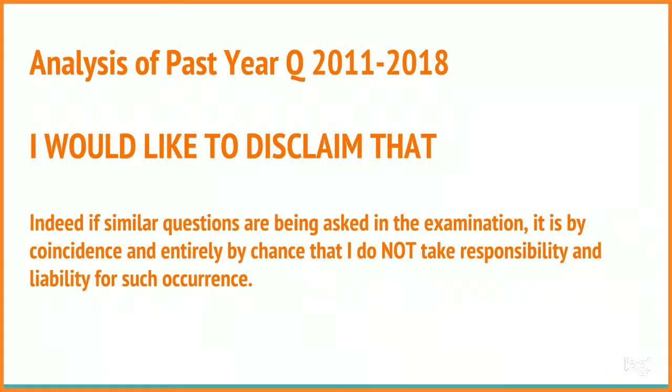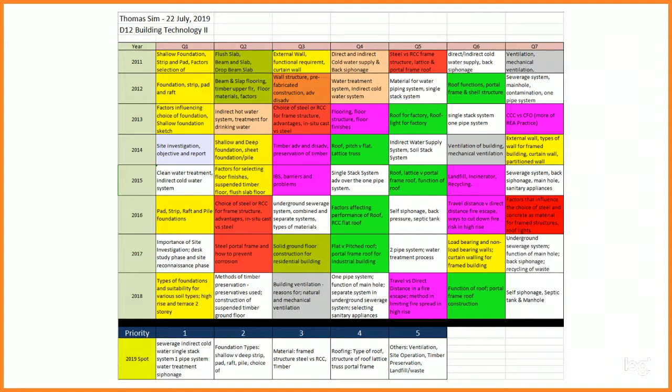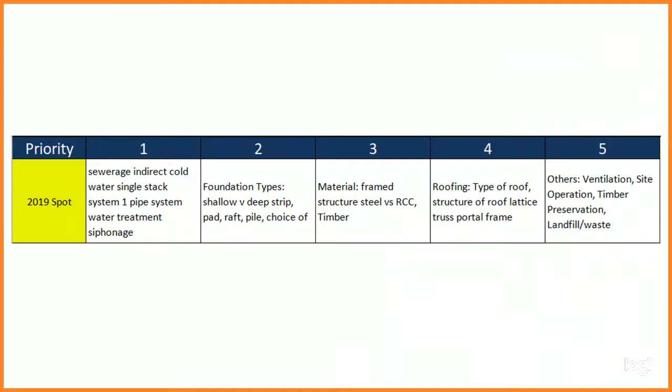Good. I'd like to say that any repeat topic that comes out in the exam has nothing to do with me. It's just coincidence, entirely by chance, that this analysis may have similar repeat topics coming out in the exam. Well, as you can see, this is the analysis from 2011 to 2018. So there are 5 areas that I have highlighted that would have a repeat topic. Let me go into these 5 areas.